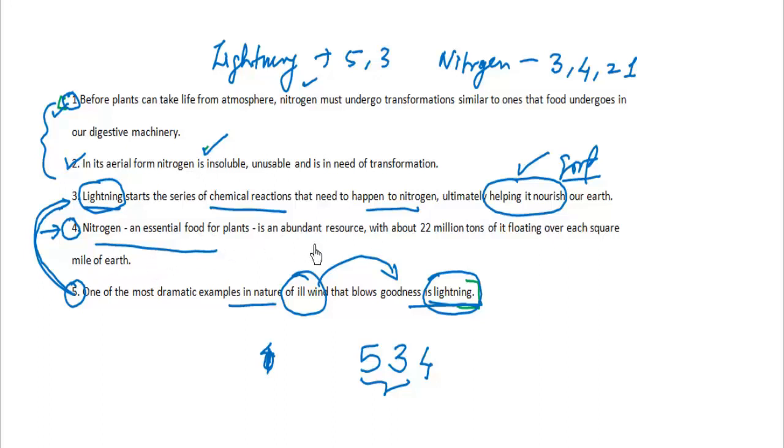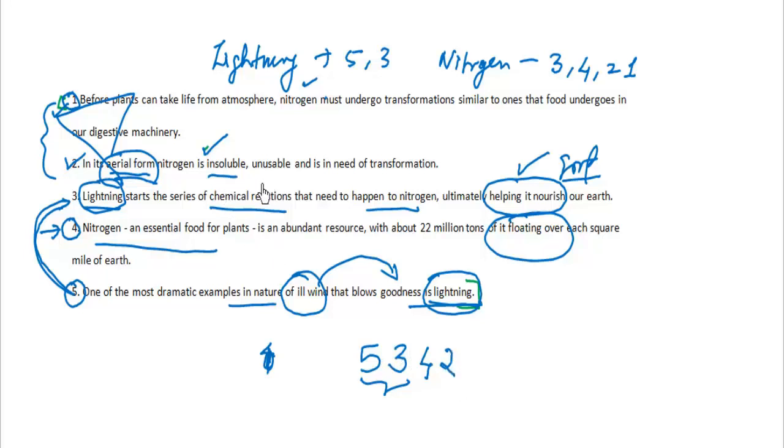An essential food for plants. It is an abundant resource with about 22 million tons floating over each square mile. And in its aerial form, nitrogen is insoluble, unusable. So 4 says nitrogen, an essential food for plants, is an abundant resource floating over each square mile. And in this floating form, in this aerial form, nitrogen is insoluble. So we have 5, we have 3, we have 4, we have 2 after that.